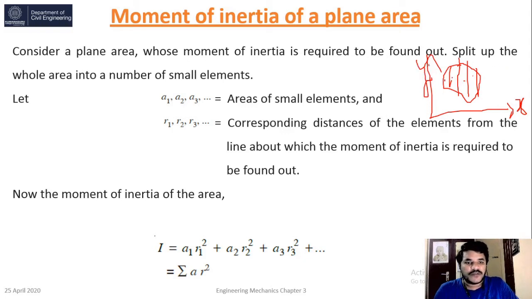Similarly, the distance from the y axis to A1 is R1, this is R2 and R3 and so on. So A1, A2, A3 are the areas of the small elements and R1, R2, R3 are the corresponding distances of the elements from the line about which the moment of inertia is required to be found. Okay. The axis about which you are going to find the moment of inertia is the reference axis. From that you take the distance of each and every element of the area, right?